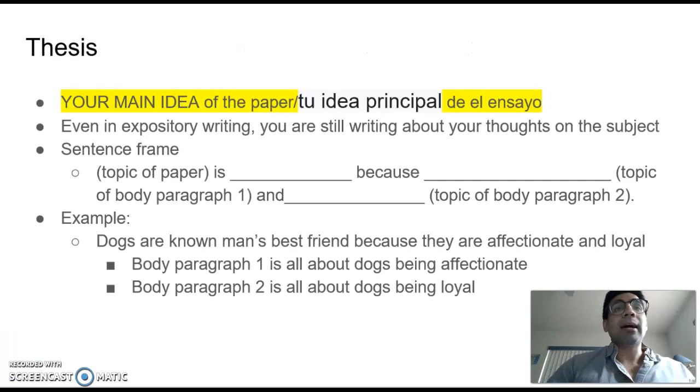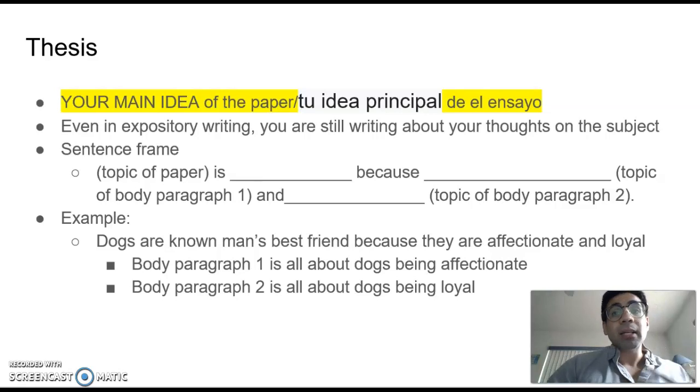Okay, now we're going to be going over the thesis. So your main idea of the paper, tu idea principal. So even in expository writing, you're going to be writing about your thoughts on the subject. So sentence frame, you got the topic of your paper is blank because blank, topic of paragraph 1 and topic of paragraph 2.